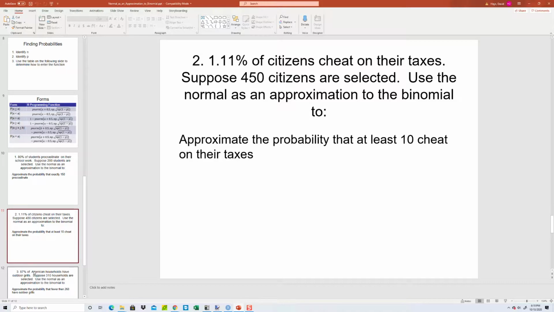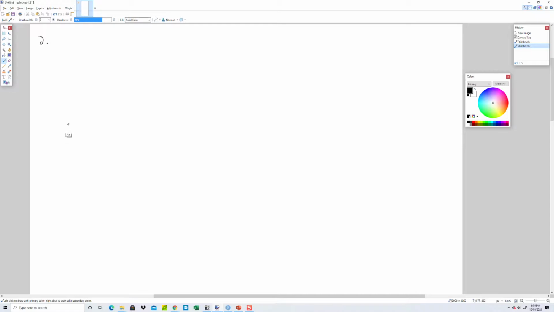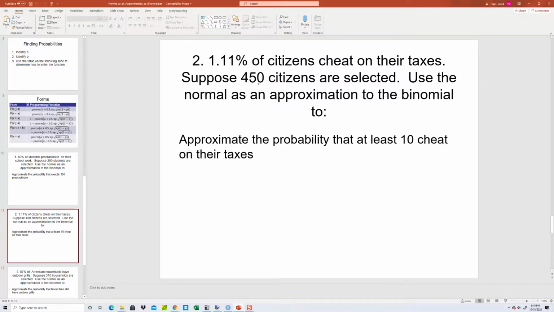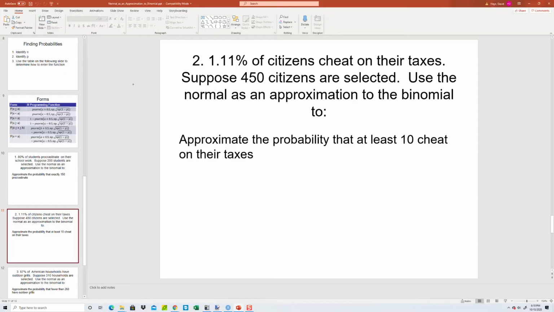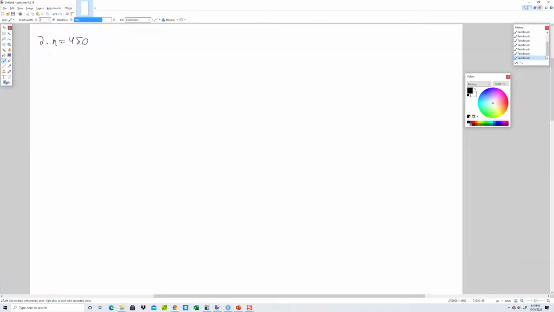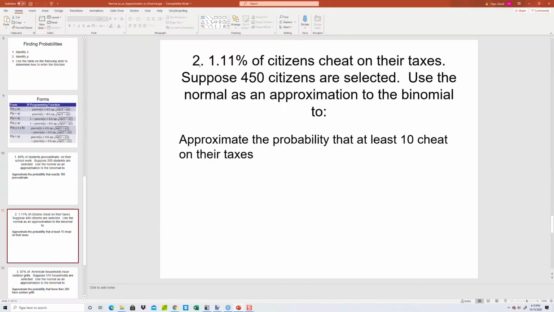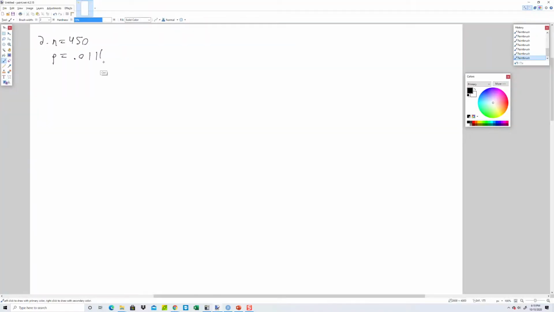Okay, let's write down what they give us first. N. 450 citizens are selected. So N would be 450. If they give you a percent, they're giving you little p. You have to put it in decimal form, though. That'd be 0.0111. Let me think that through. Okay, 0.0111, yeah. I can write better than that. That'd be our p. Now, I could figure my mu.